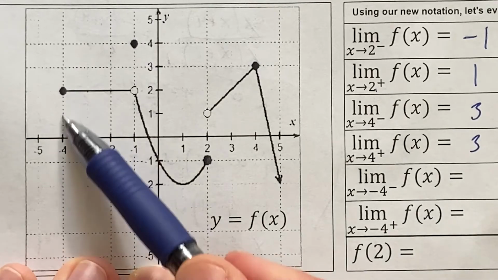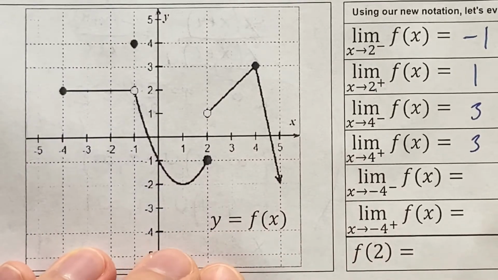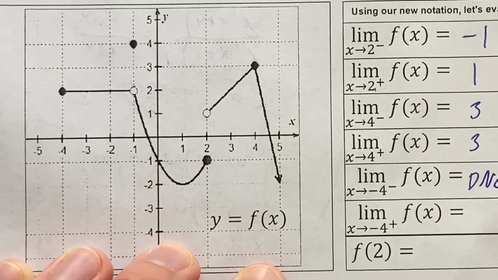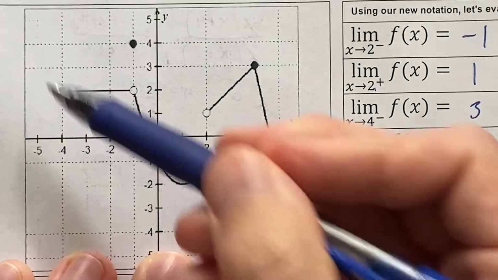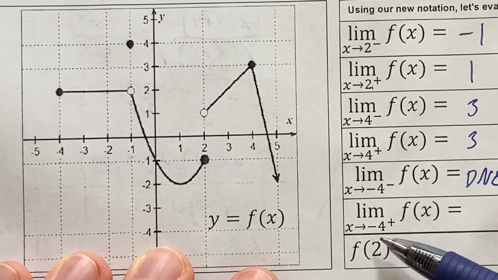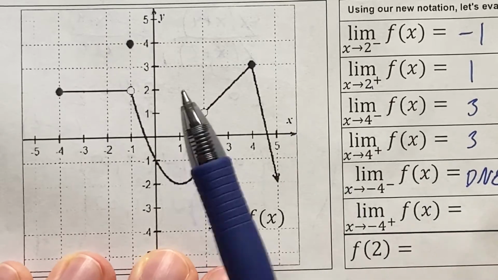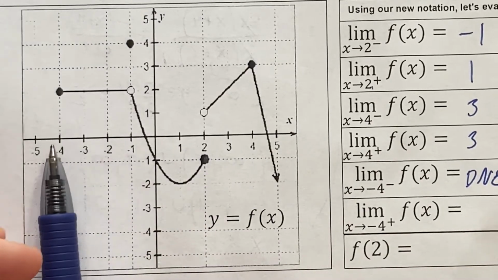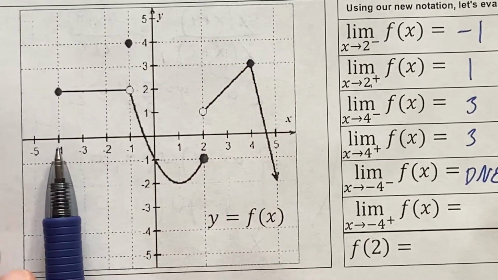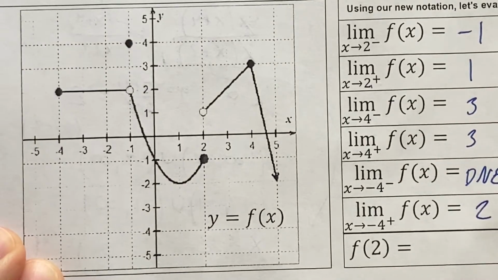All right. As x approaches -4 from the left, that's a problem. When I look at -4 from the left, there's no graph over there. Let's say that does not exist, okay? There's no graph over there. Can't deal with it. As x approaches -4 from the right side, so I'm looking at -4 right here, and I'm coming from the right side, what's my y value? 2.